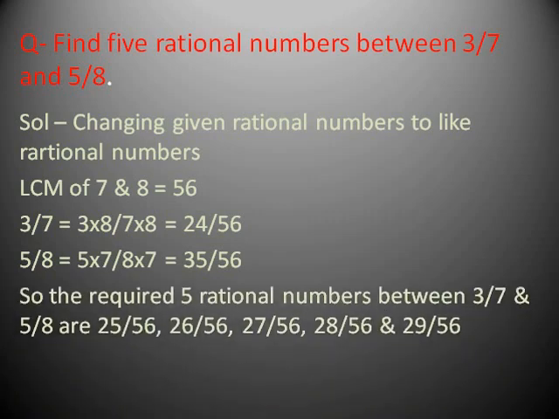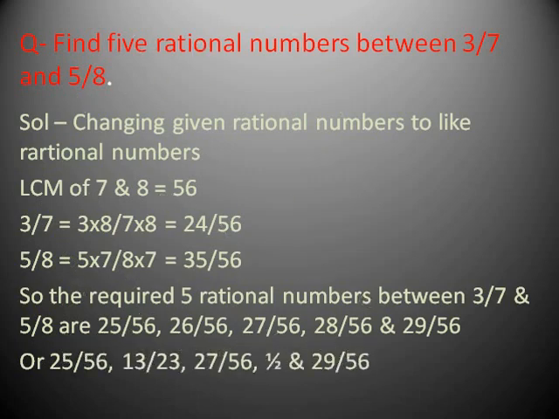So, the required 5 rational numbers between 3 by 7 and 5 by 8 are 25 by 56, 26 by 56, 27 by 56, 28 by 56 and 29 by 56. And we will change these rational numbers into simplest form. So we get 25 by 56, 13 by 23, 27 by 56, 1 by 2 and 29 by 56.